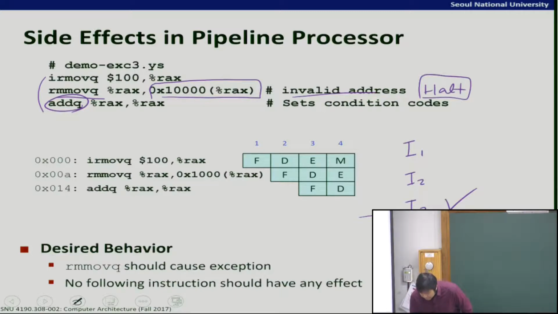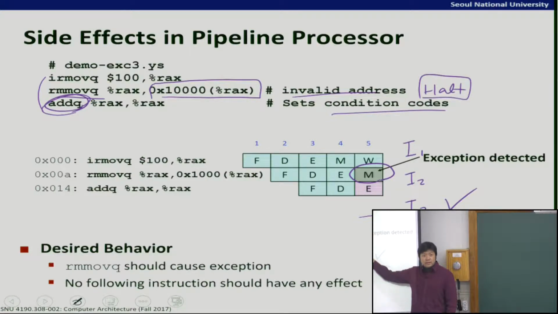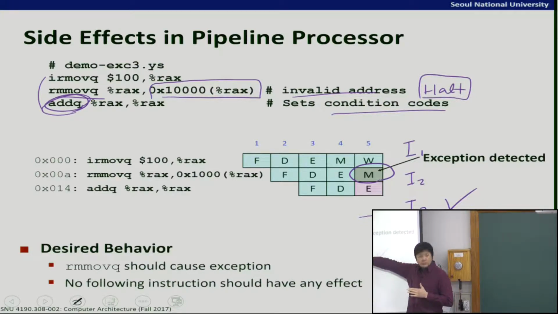But the subtlety here is that this instruction sets the condition code. If you think about this instruction sequence, in cycle 5 the exception is detected for this instruction. At the same time, the add instruction tries to update the condition code in the EX stage. This is an example of a side effect, because the correct behavior is that we only execute the program up to this point, and then halt. This one is not executed at all.